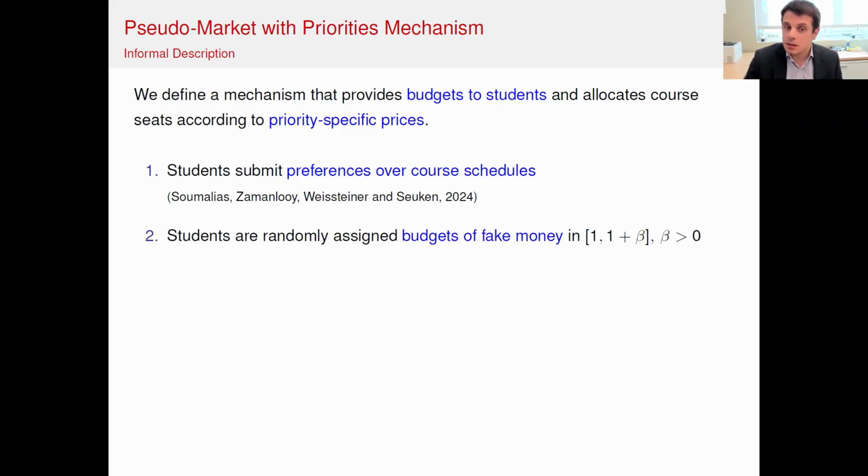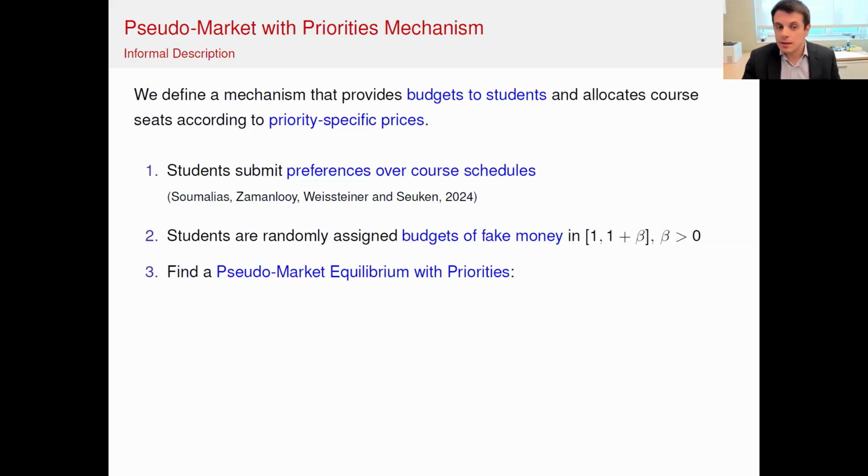Once we ask students for their preferences, inside the algorithm, students are randomly assigned budgets of fake money with small inequality. It's a number between 1 and 1 plus beta, where beta is some small number. Then we know their preferences and we know their budgets. Now we change the prices, and the prices are course and priority specific, in order to balance the demand for the courses and the capacities. So we use a version of the tâtonnement process to find an equilibrium.